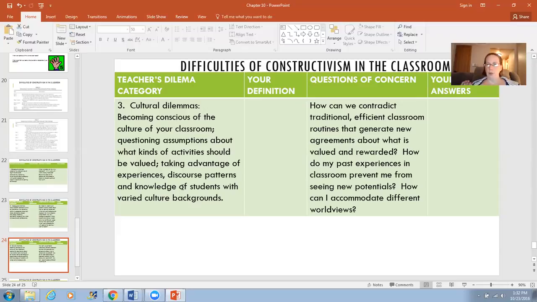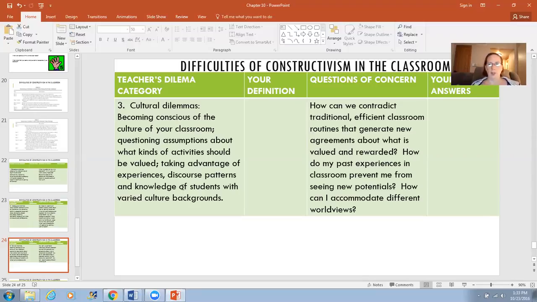So, questions of concern. How can we contradict traditional efficient classroom routines that generate new agreements about what is valued and rewarded? How do my past experiences in the classroom prevent me from seeing new potentials? So what happens is we go through K through 12 and we are brought through in these traditional classrooms, and that's what is easiest to fall back on. And in fact, when you get out there and you do your student teaching, you'll still see a lot of this.